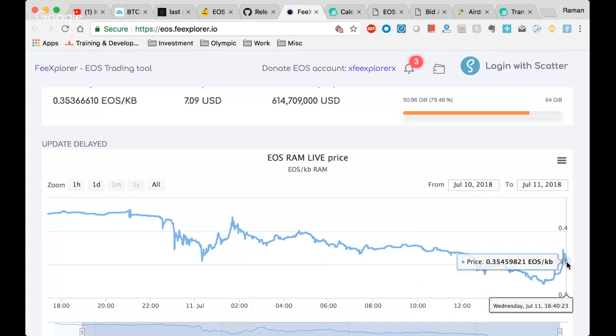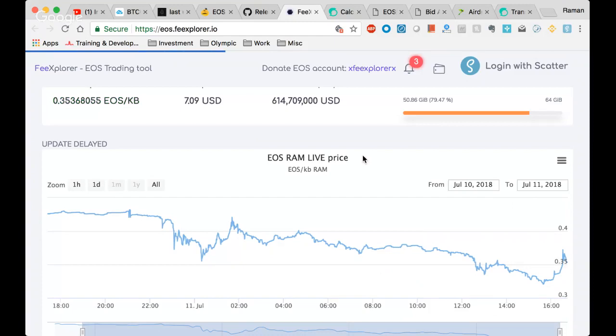Remember that RAM is like real estate on the blockchain, because you're actually storing information. I'm personally not in favor of very, very cheap RAM, because this is a limited resource. We don't want low quality apps to take over.